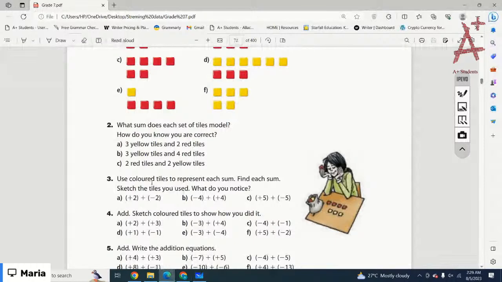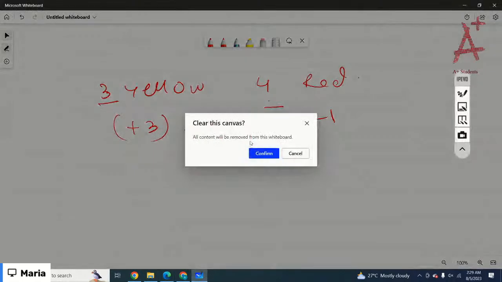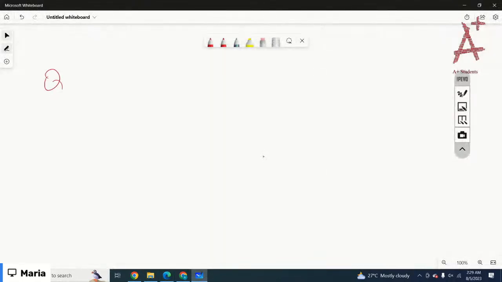Use colored tiles to represent each sum. Find each sum, sketch the tiles you used. What do you notice? Okay, colored tiles you have to represent positive 2 plus negative 2. Positive 2 plus negative 2.